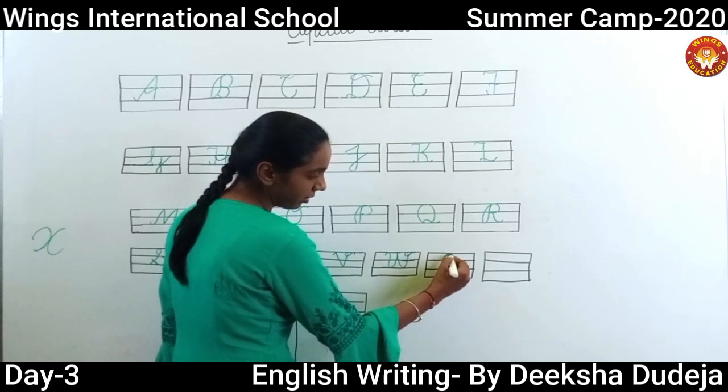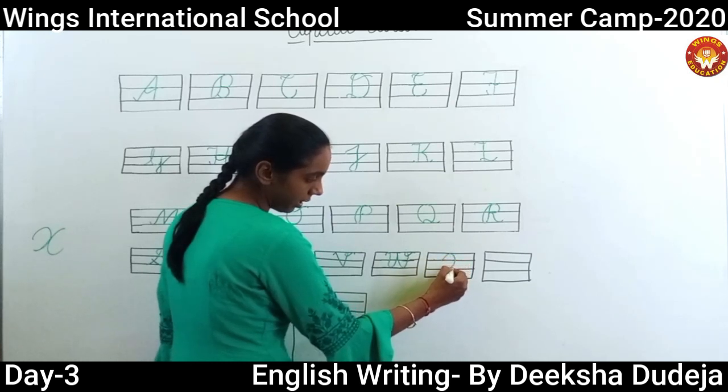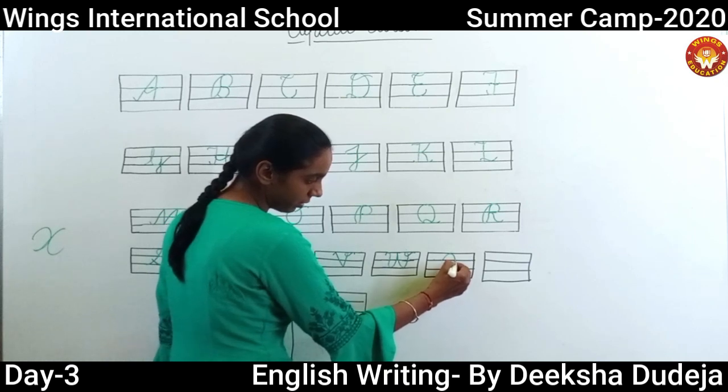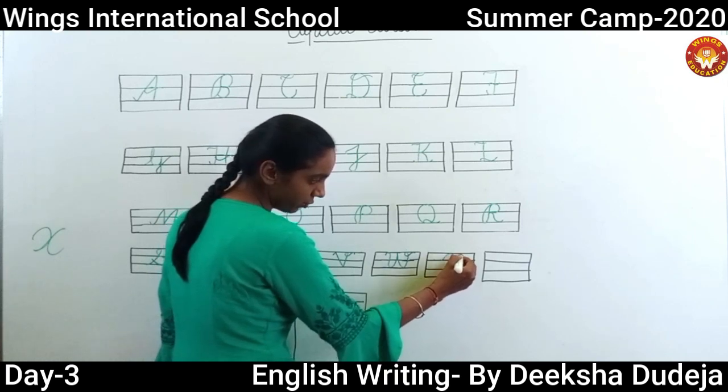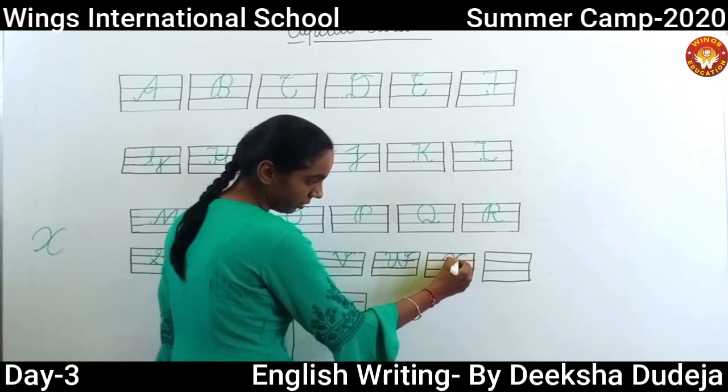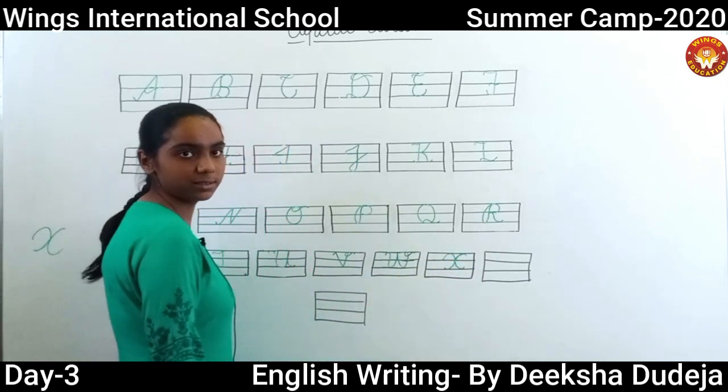Next is X. X starts from second line. I make a curve line and touch first line. And I half round and touch third line. And I repeat this round and touch first line. And again I repeat this round and touch third line. X.